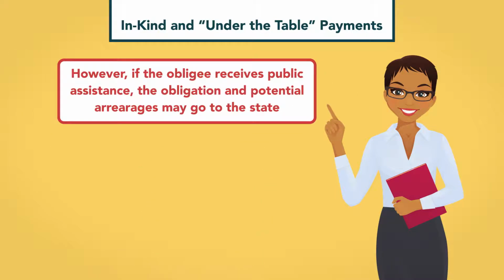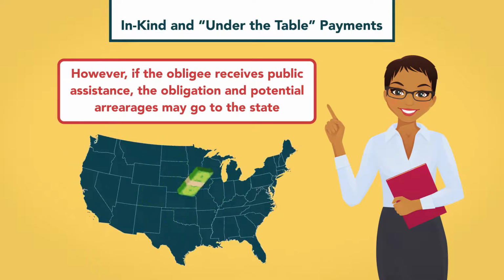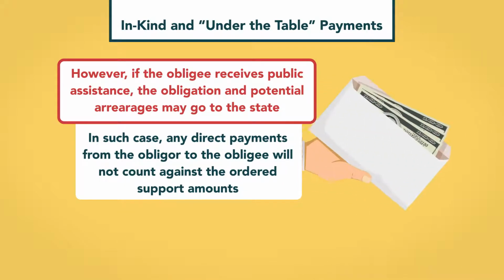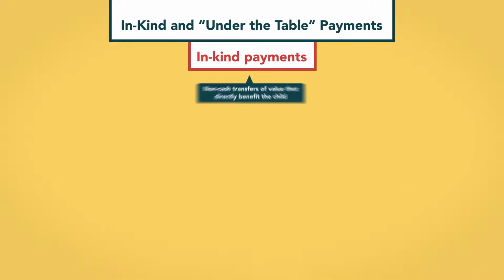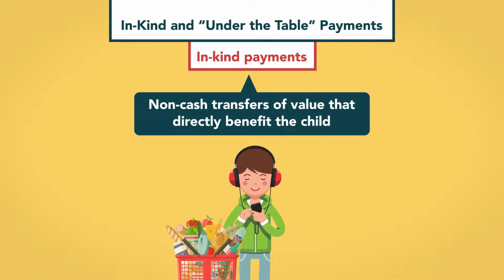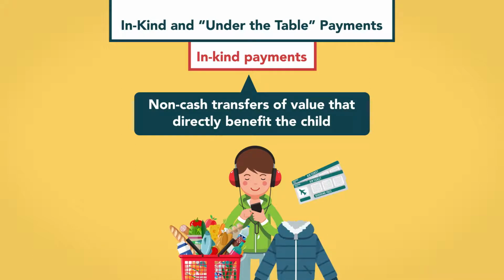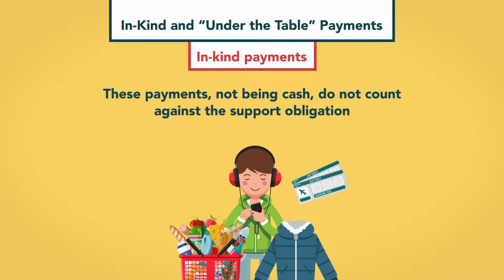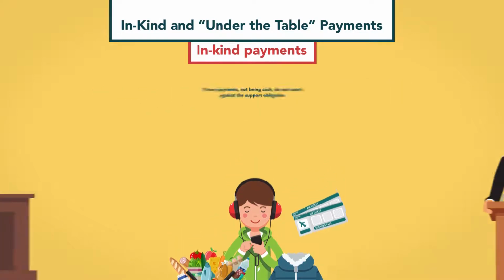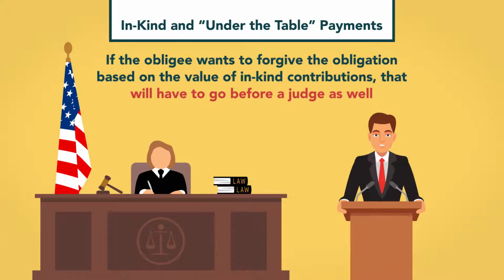However, if the obligee receives public assistance, the obligation and potential arrearages may go to the state. In such case, any direct payments from the obligor to the obligee will not count against the ordered support amounts. In-kind payments are non-cash transfers of value, such as the purchase of food, clothing, tickets to Disney World, etc., that directly benefit the child. These payments, not being cash, do not count against the support obligation. If the obligee wants to forgive the obligation based on the value of in-kind contributions, that will have to go before a judge as well.